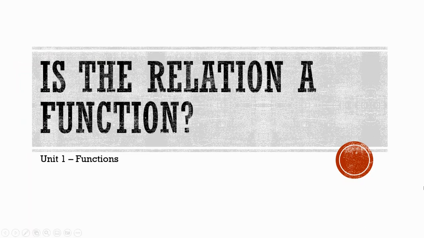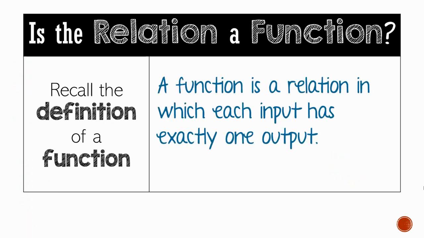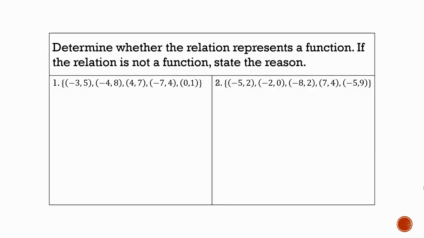Today we are exploring how to tell if a relation is a function. So first we need to recall what the definition of a function is. A function is a relation in which each input has exactly one output. So we'll be referring to that definition every time we're looking at a relation to see if it fits that definition.